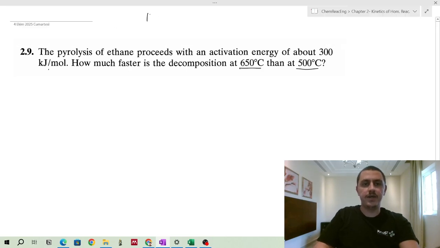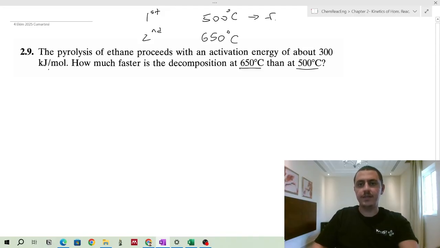In this example, we have two reactions. First one, when we have 500 degrees Celsius, and second one, we have 650 degrees Celsius. And that will lead to a change in rate of reaction, okay? You have two terms in a reaction.